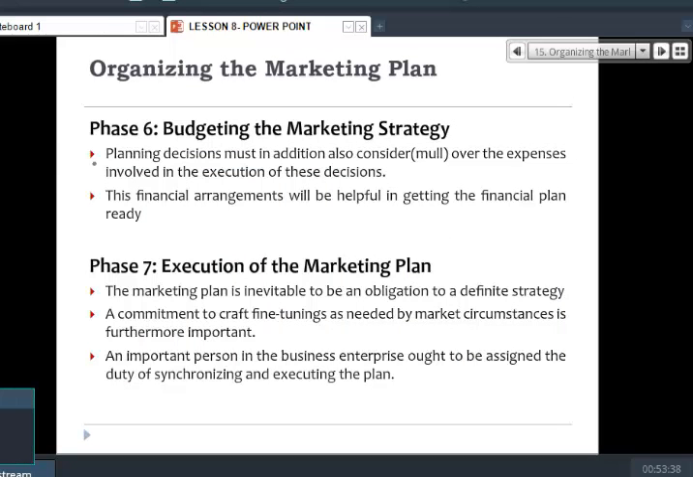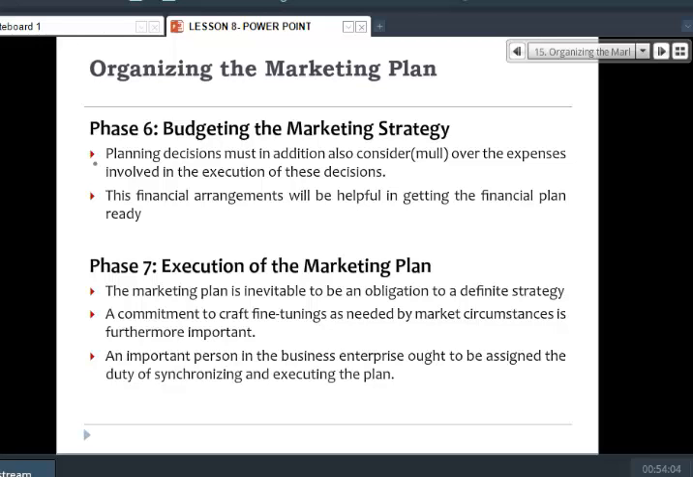Phase 6 is to set the budget of the marketing strategy. Planning decisions must in addition consider the expenses involved in the execution of these decisions. So these financial arrangements will be helpful in getting the financial plan ready.